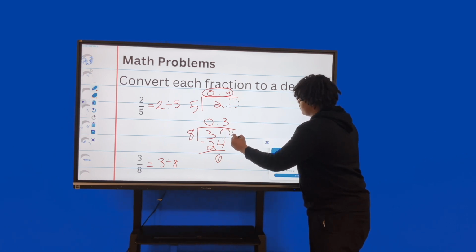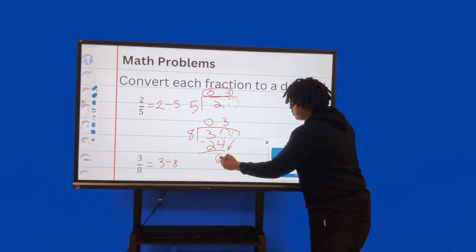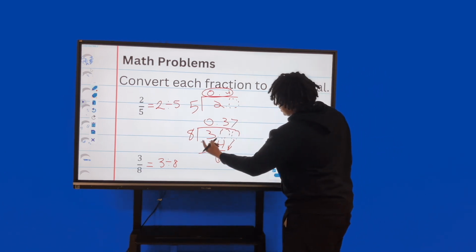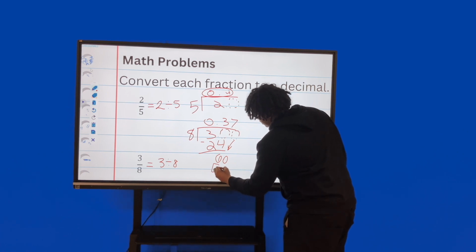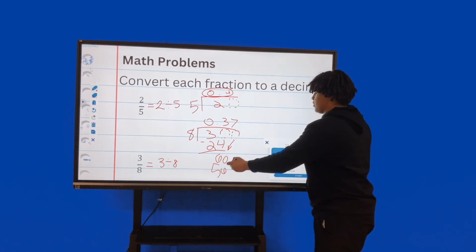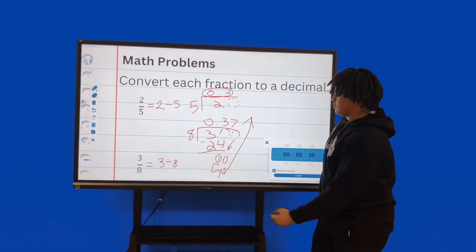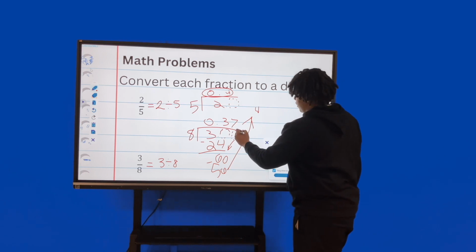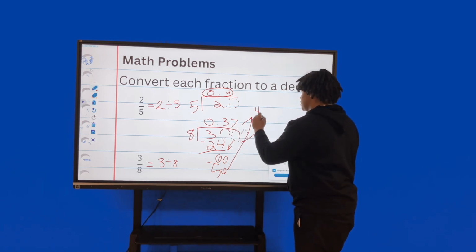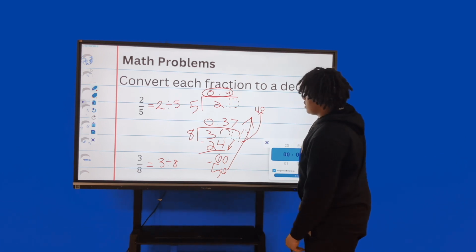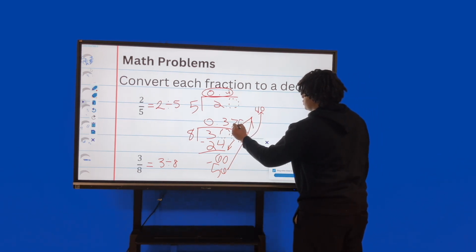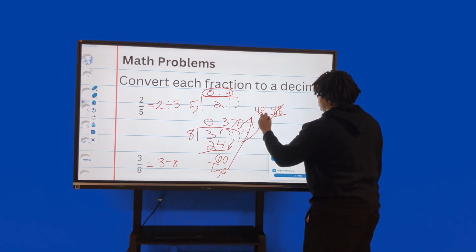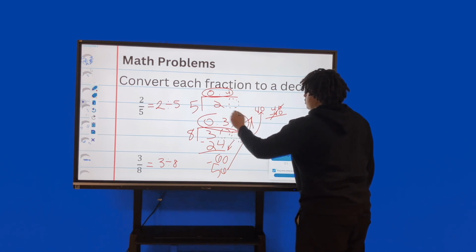Now we gotta do another invisible 0 and bring it down. How many times can 8 go into 60? 7 times. And 8 times 7 gives us 56. And then 60 minus 56 gives us 4. And now we gotta do another invisible 0. Bring the 0 over here. Now, 8 goes into 40 5 times. And so 40 minus 40, it cancels out. And so this is your decimal value.